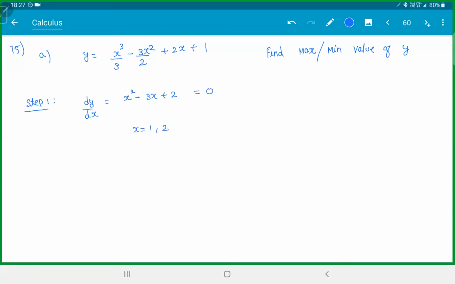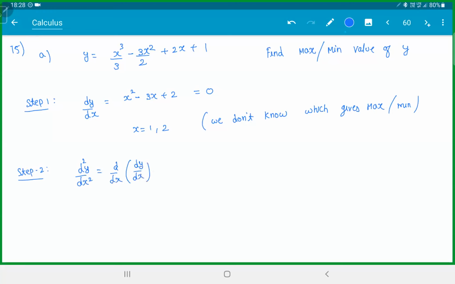We got two roots. Now we don't know which one is maximum, which one is minimum. There are two things here. We don't know which gives max or minimum. That is when the second condition will come. Step 2: you have to differentiate again, the double differential, d square y by dx square, that is dy by dx of dy by dx. So basically this function, I have to differentiate it again.